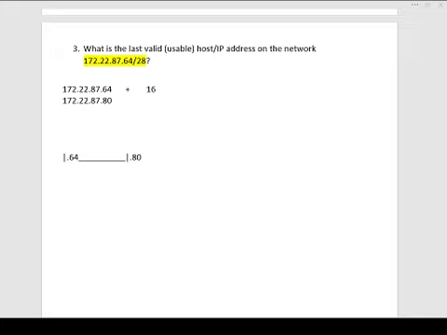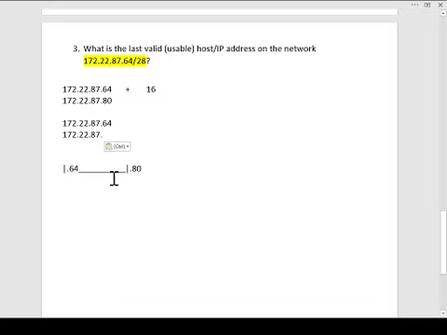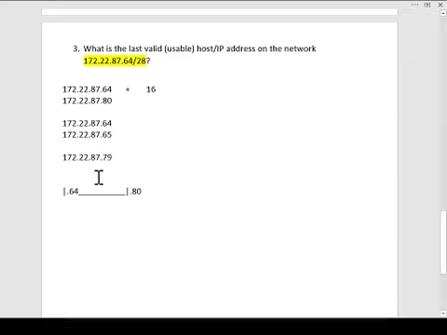So in this situation, we already know that our network ID is obviously the .64. And the first usable's got to be one higher than that, which is .65. And I always tell people, do the broadcast next. Do the broadcast, one less than 80 is 79. And obviously the last usable in this particular situation has got to be one less than the broadcast, which is 78. So the answer for question 3 is 172.22.87.78.